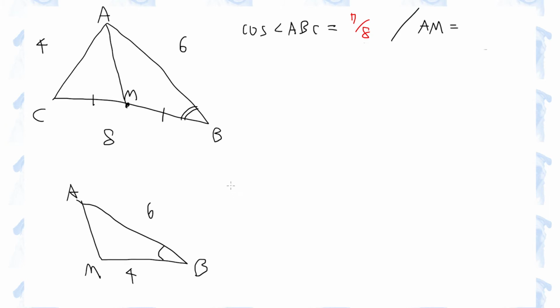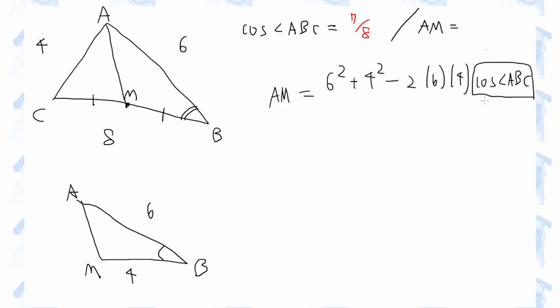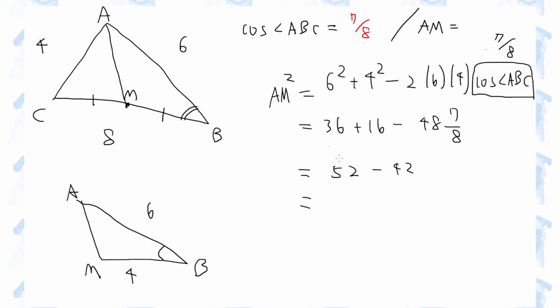Next, using the triangle ABM, we can calculate the length AM using the cosine rule once again. From the previous part, we know that cosine ABC is 7/8. And this is the final answer.